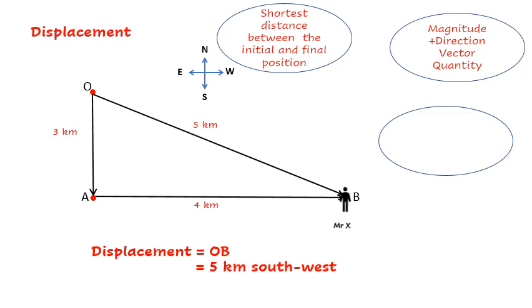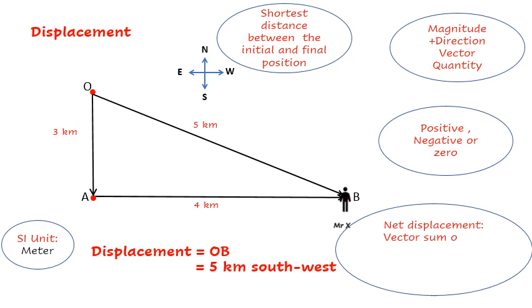If point O is the reference point, then traveling from point O to B, the displacement would be positive. If Mr. X moves from point B to point O, then the displacement is negative as he is traveling towards the reference point. The SI unit of displacement is same as of distance, that is meter. Since displacement is a vector quantity, the net displacement is the vector sum of the individual displacements in different directions.